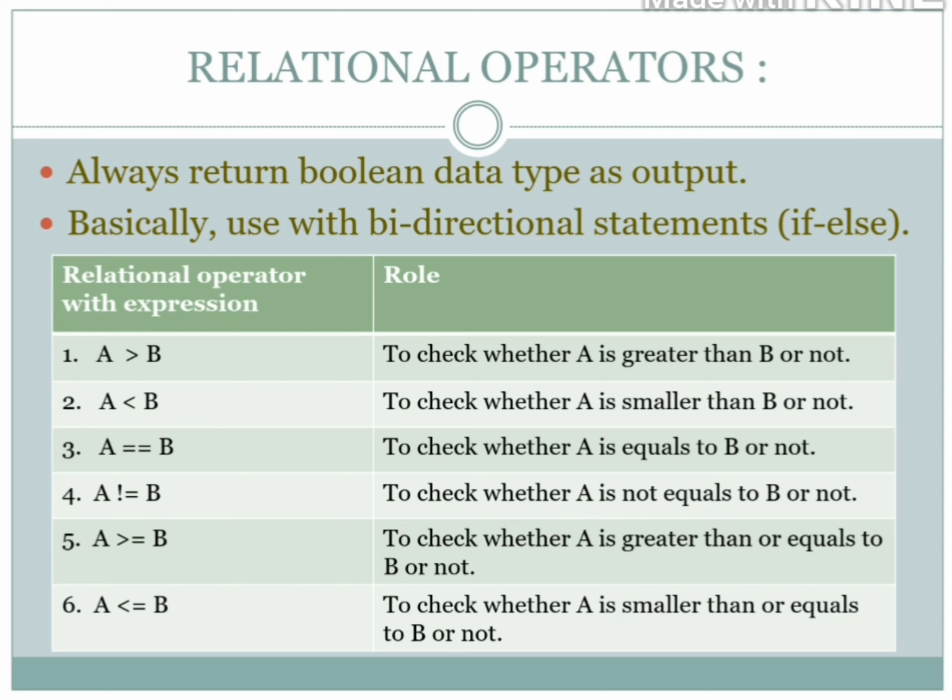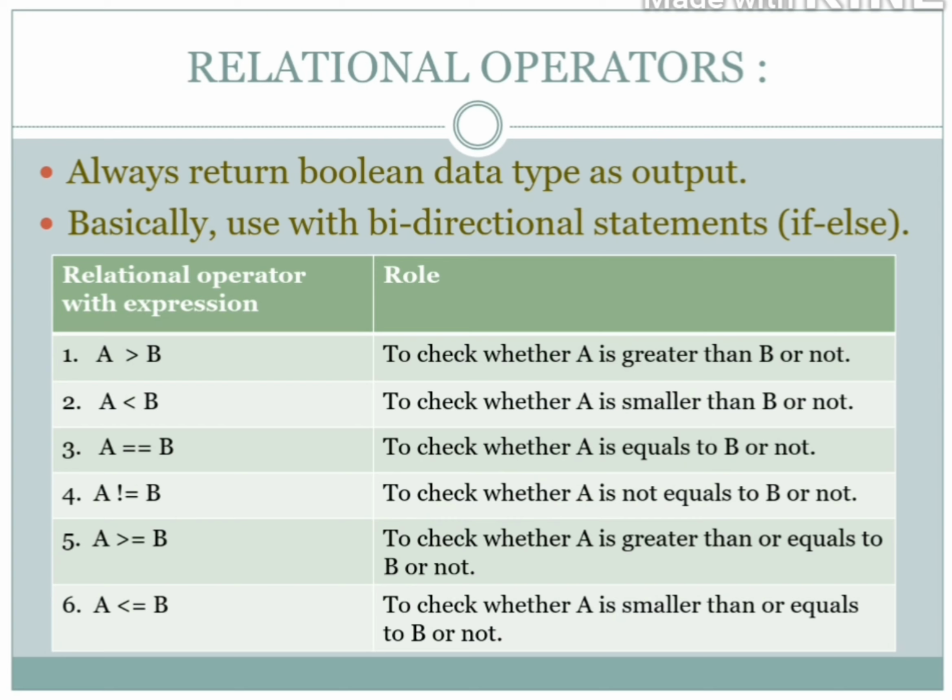Remember it. A is greater than B checks whether A is greater than B or not. If A is greater than B, it provides us true. If A is not greater than B, then it provides us false. In the same way, A is smaller than B checks whether A is smaller than B or not. If A is smaller than B, it provides us true, and if A is not smaller than B, then it provides us false.